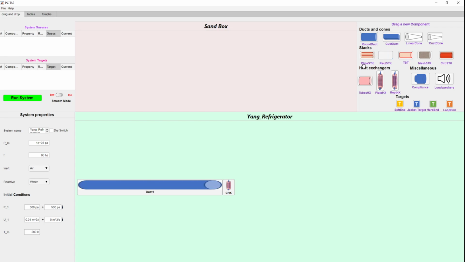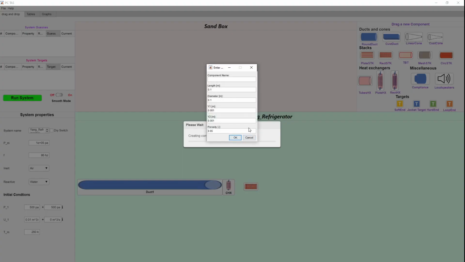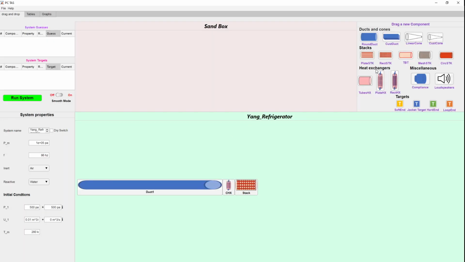Afterwards comes the stack. This was a rectangular stack, so we're going to put it here. We're going to call it stack. Give it a length of 0.095, diameter 0.047, and these are the height and width of the rectangular pores. We're going to give both of them a value of 4.6e-4. And finally, we have the porosity of 0.85. That's fine with us.